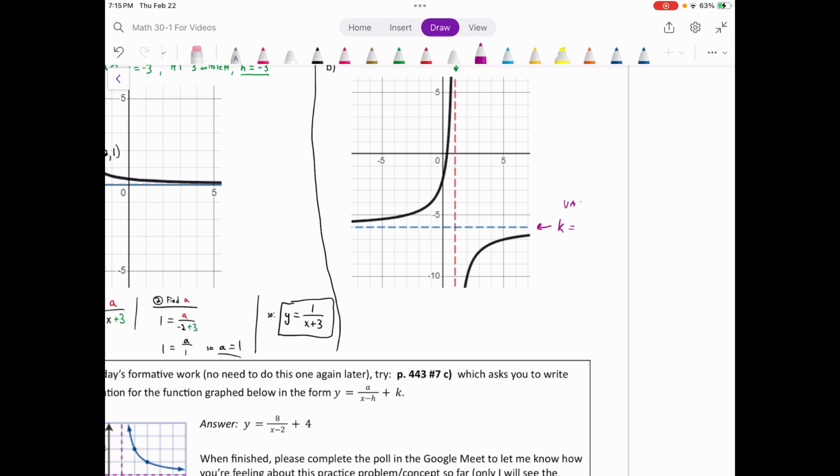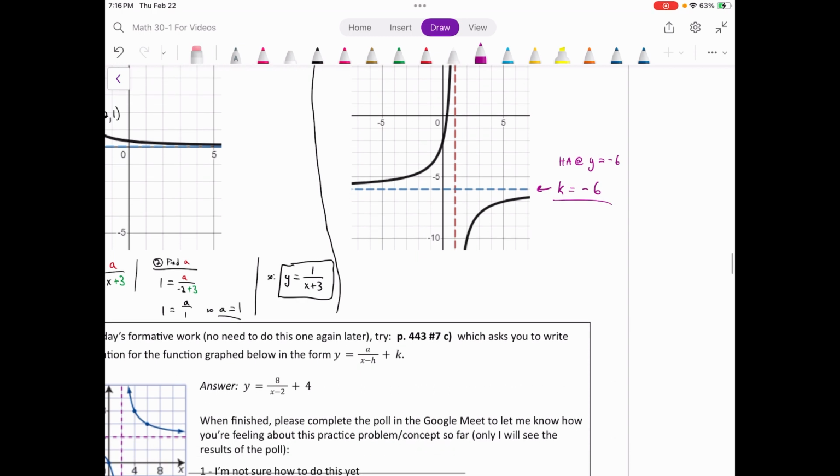Whoops, not vertical. Horizontal. Horizontal asymptote. Oh boy, I keep mixing these up. At y equals negative 6. So it's been translated 6 down from where it would normally be. Therefore, our k is negative 6. So look at that. We're 2/3 of the way there, folks.